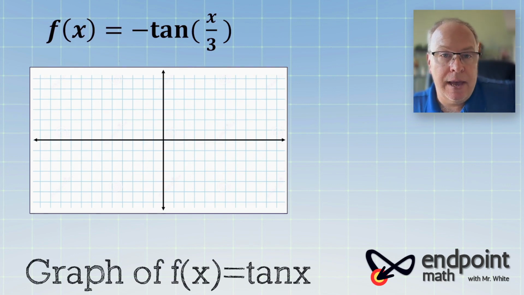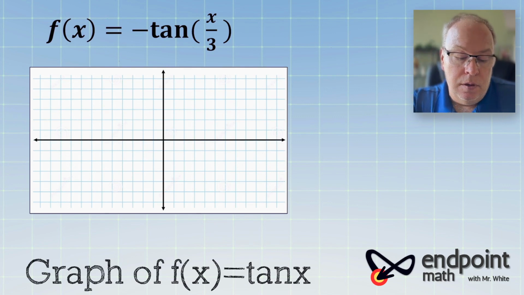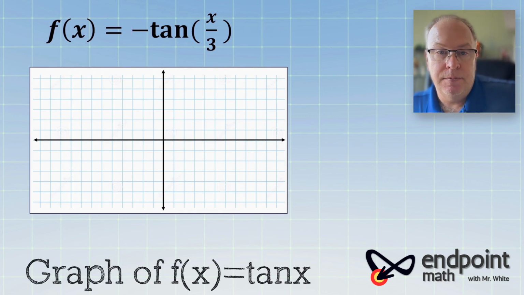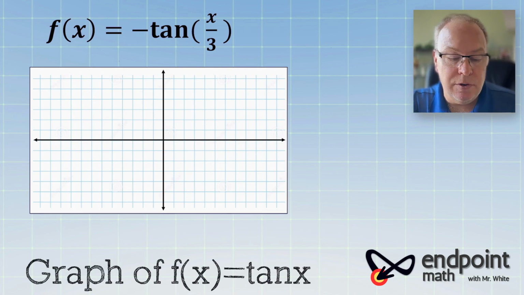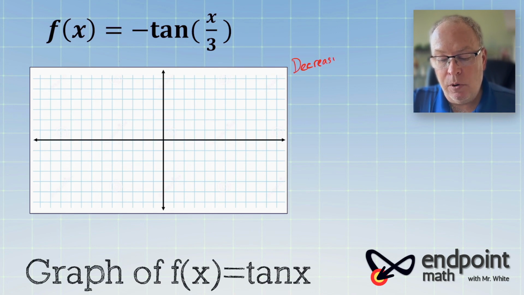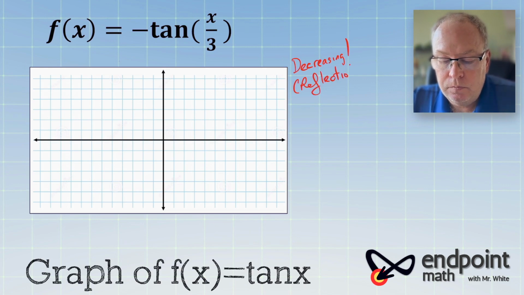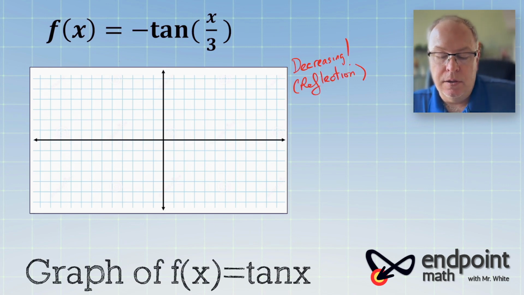Uh-oh, now we got 2 things going on. What are the 2 things? Well, there's a minus out front. You know what that does? We're going to flip this graph over. It's going to be decreasing. It's going to be a downhill roller coaster now. So it's going to be a reflection. So we know that it's going to be decreasing or downhill now.